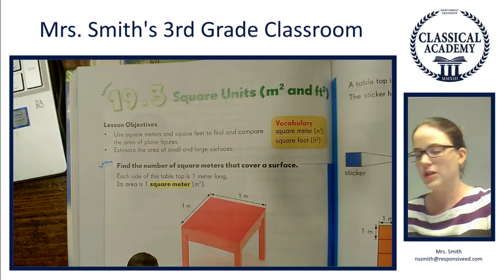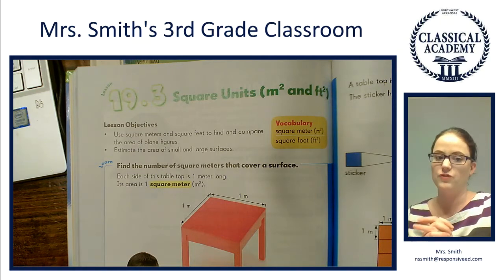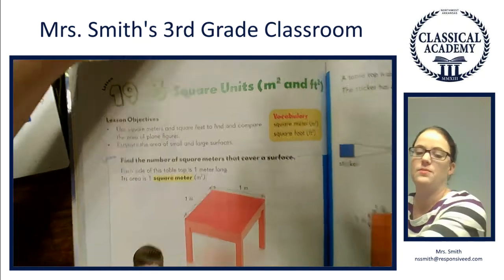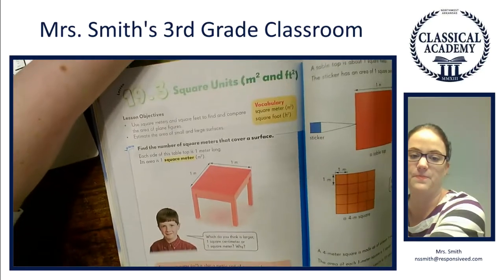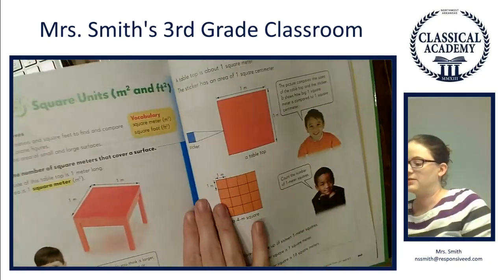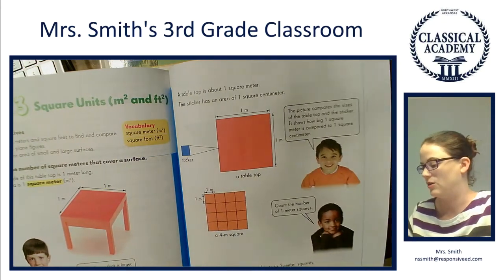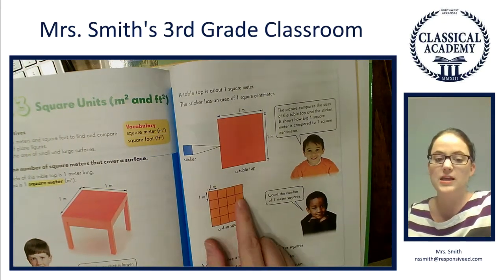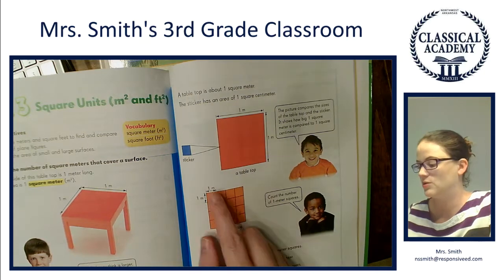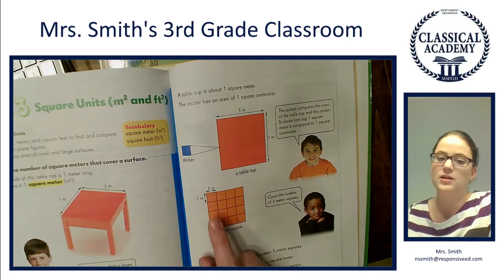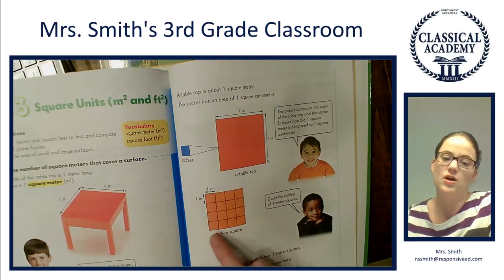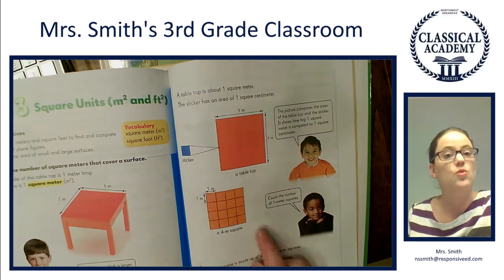Very good. Thinking about the sizes, they are very different. So maybe a tabletop is about 1 square meter. If we were representing it like this, 4 meters this way, 4 meters that way, that would be 4, 8, 12, 16 square meters, or meters squared.